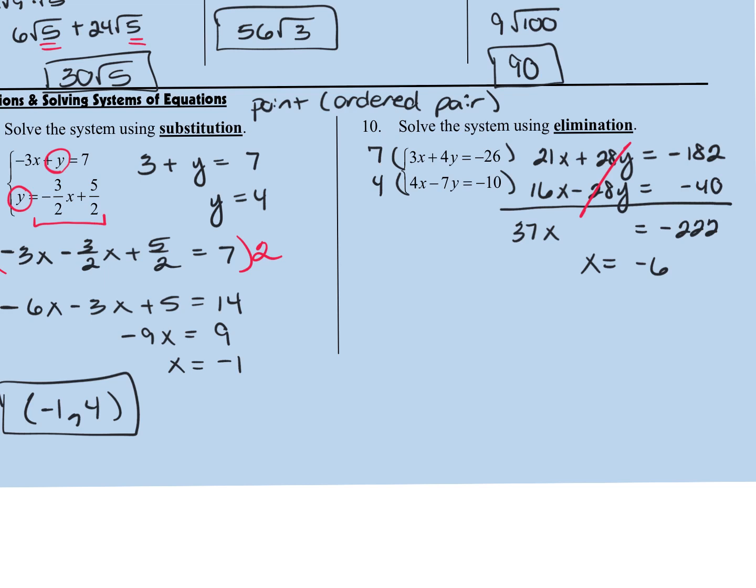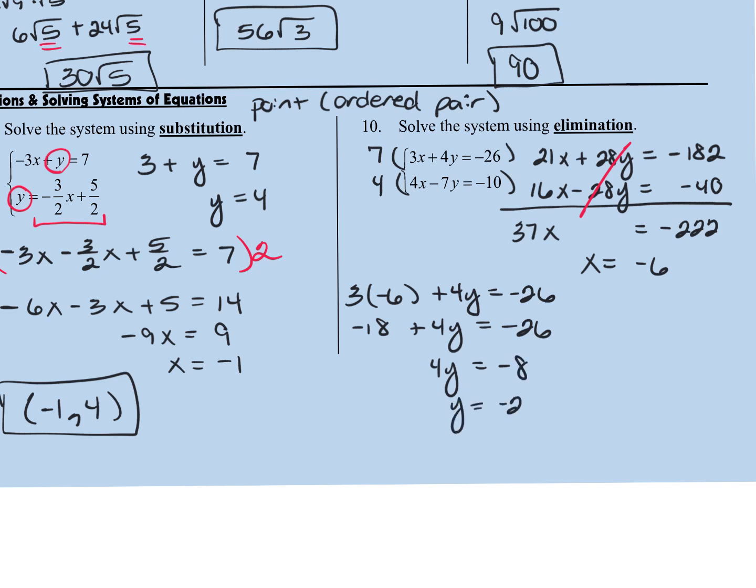So on this one, I'm going to go ahead, I'm going to write out a little bit more this time. It's not always necessary, but I'll write this one out. So then we'll have our negative 18 plus our 4y is our negative 26. Let's scooch that 18 over to the other side. So 4y is going to be a negative 8. So y will be a negative 2. And remember, answer must be an ordered pair. So we'll have a negative 6, negative 2, and that is our solution to our system.